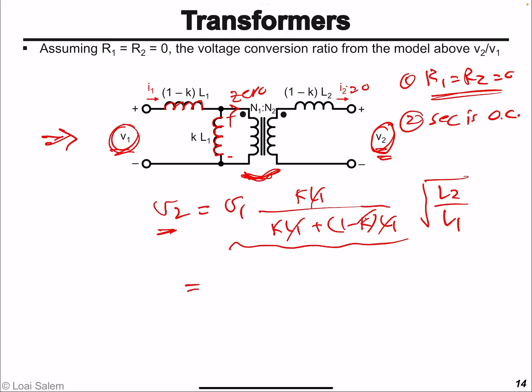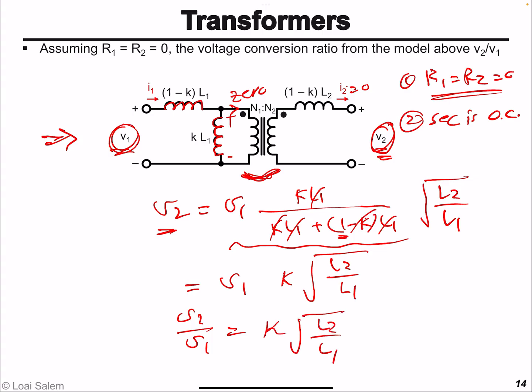And so we'll find 1 minus K plus K will cancel, and we have in the denominator 1 and K in the numerator. So essentially we'll have V1 multiplied by K multiplied by square root L2 over L1. So the ratio between V2 and V1 is equal to what? K times square root L2 over L1. On the other hand, in an ideal transformer or a power transformer that doesn't have the leakage inductances, we'll find that the voltage transfer ratio V2 over V1 is equal to square root L2 over L1.